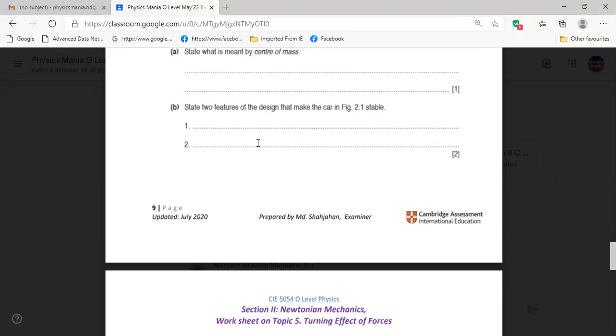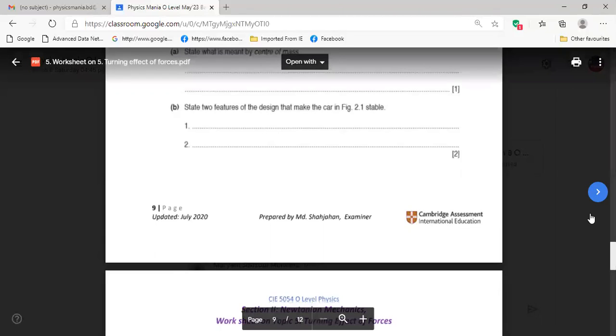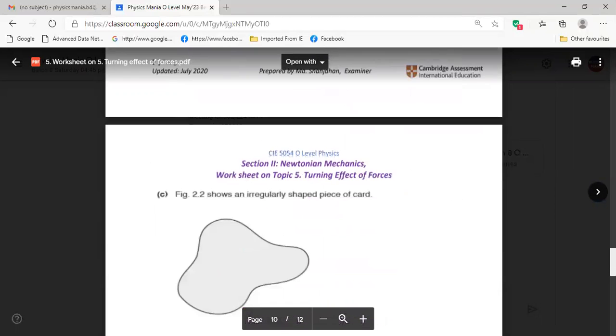It has a low center of gravity, and it's exactly in the middle of the object. By lowering the center of gravity and increasing the base. Okay, by increasing the base. All right. Okay, sir. Did you write that? Yes.